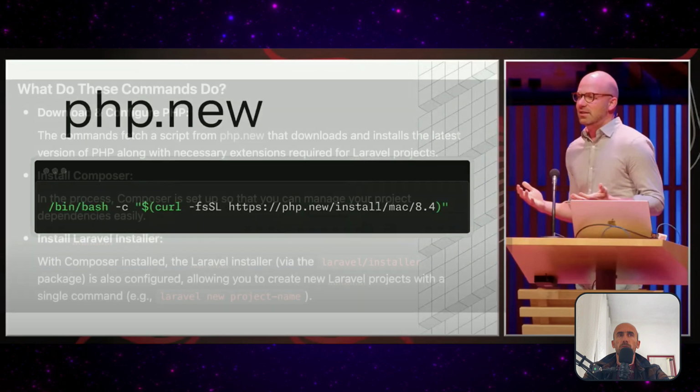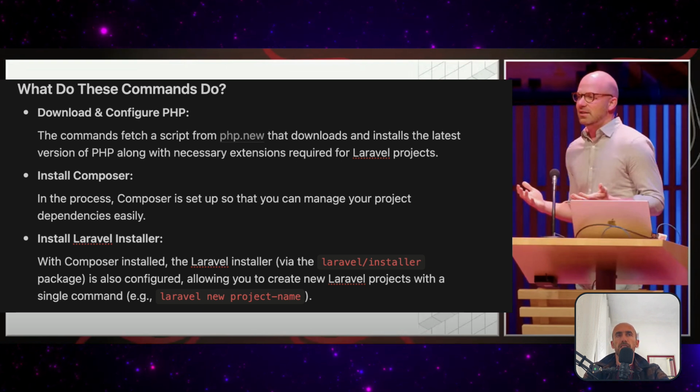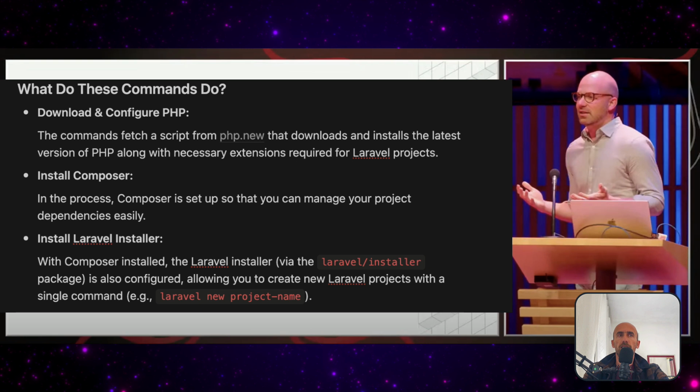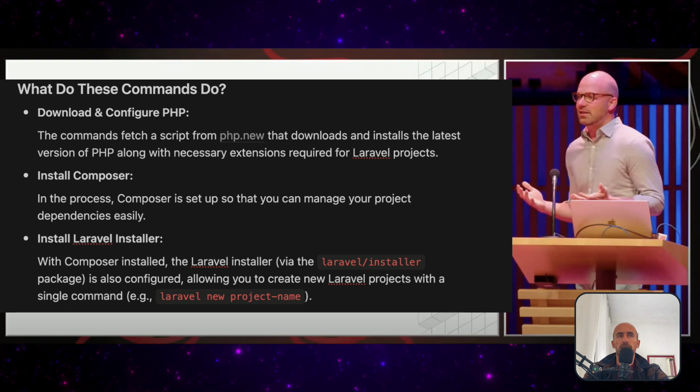Taylor Otwell starts with the php.new command. What do these commands do? Downloading and configuring PHP. The commands fetch a script from php.new that downloads and installs the latest version of PHP along with the necessary extensions required for Laravel projects. Install Composer. In the process, Composer is set up so that you can manage your project dependencies easily.